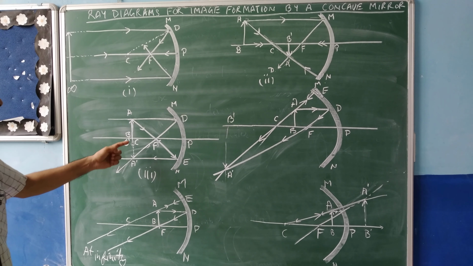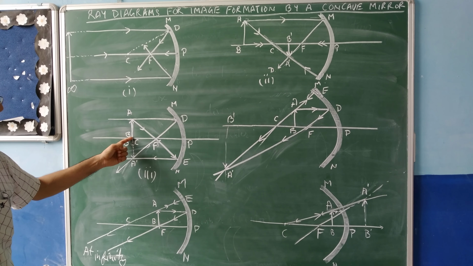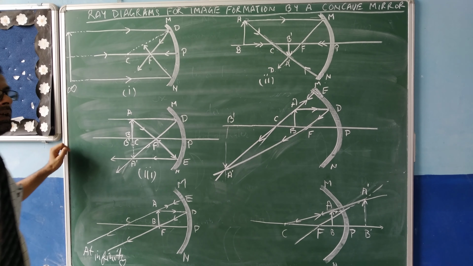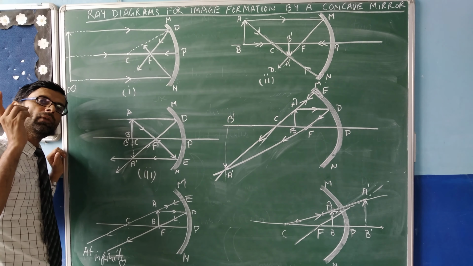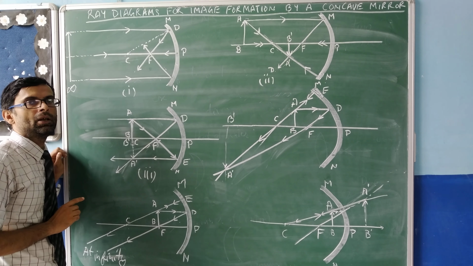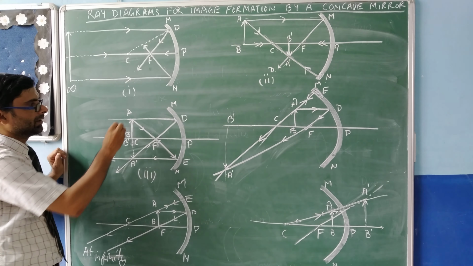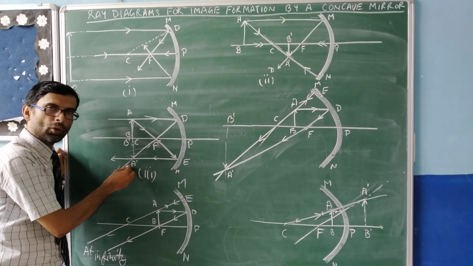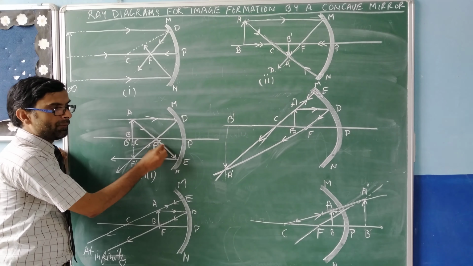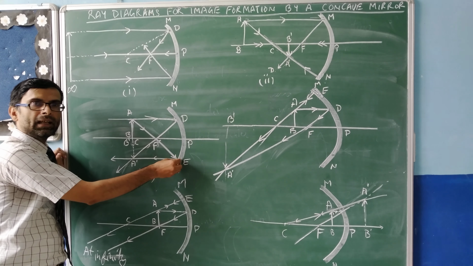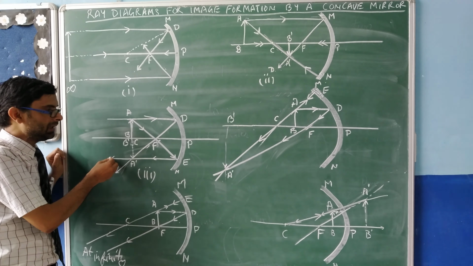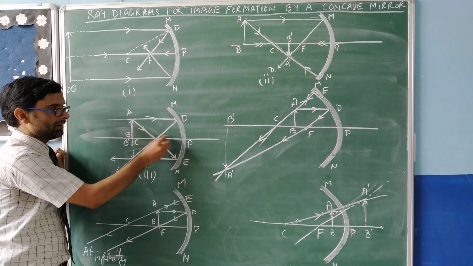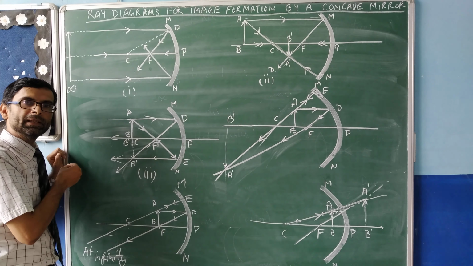Now we place our object at the center of curvature. When the object is placed at the center of curvature, we can use any two rays of the four rays that we discussed earlier. A ray parallel to the principal axis passes through the focus. A ray through the focus, after getting reflected, becomes parallel to the principal axis. Means this ray after getting reflected is parallel to the principal axis.